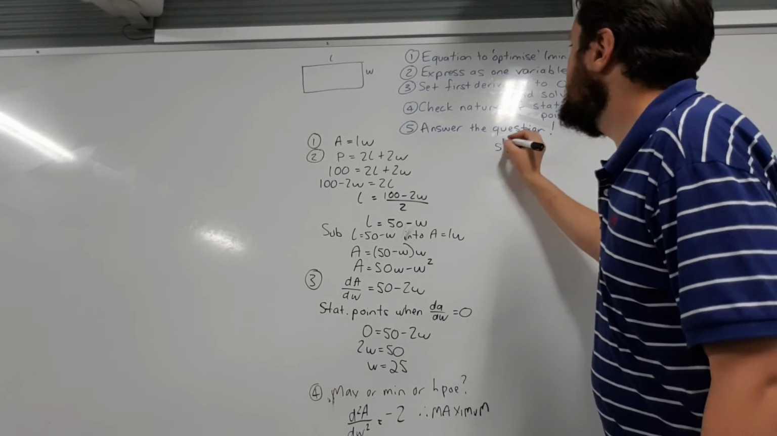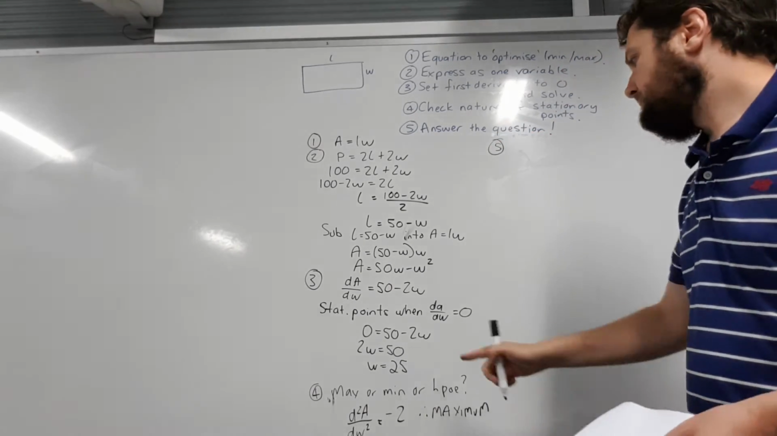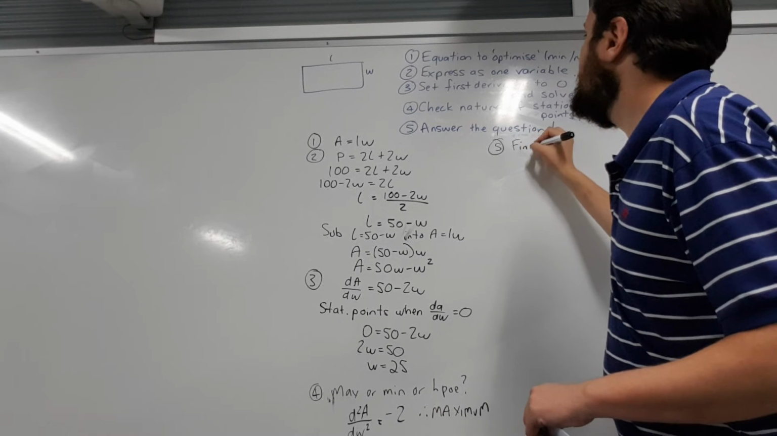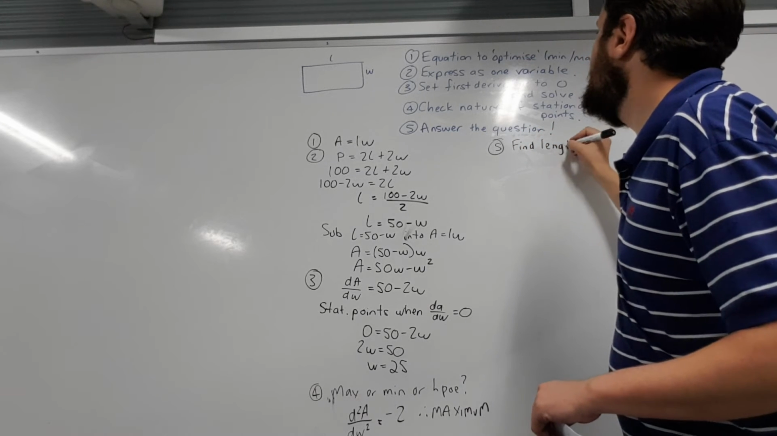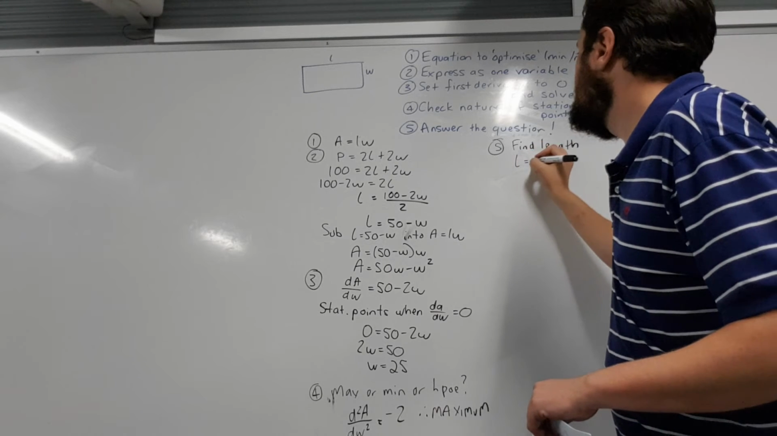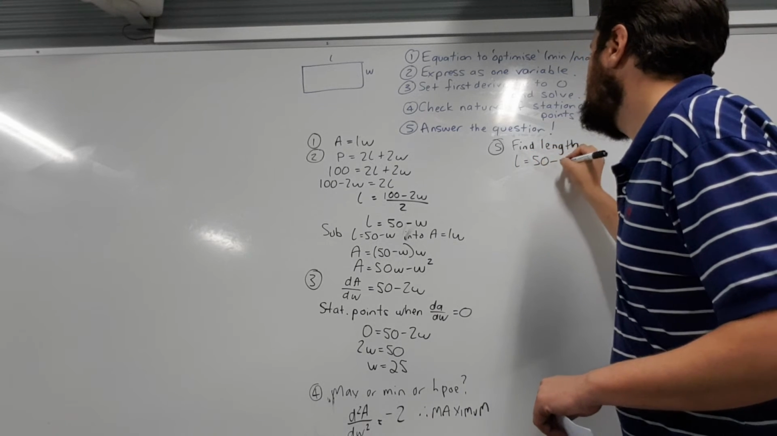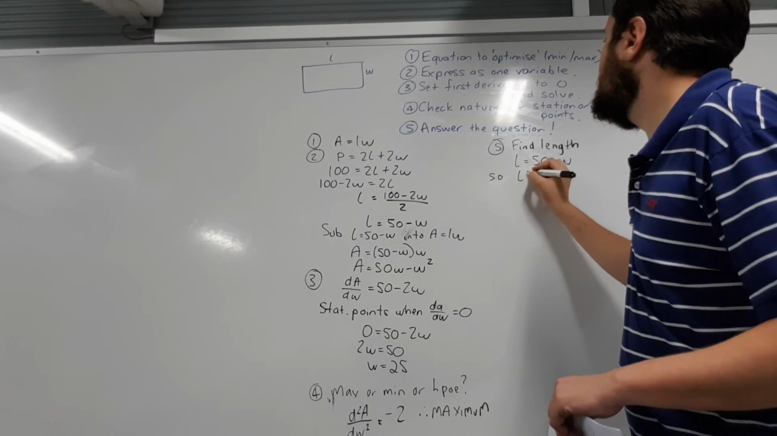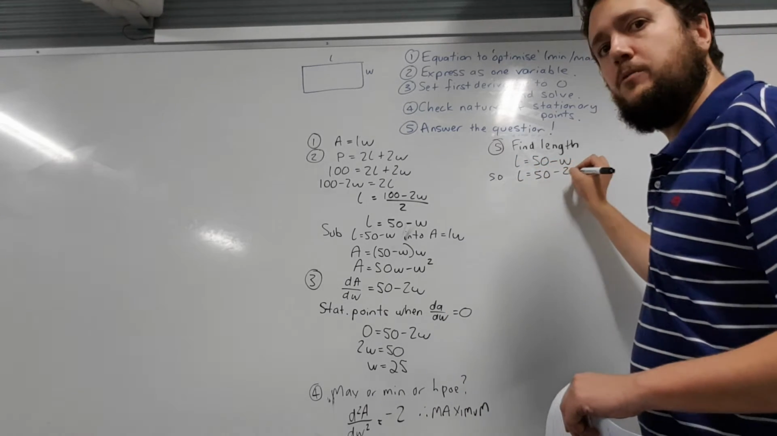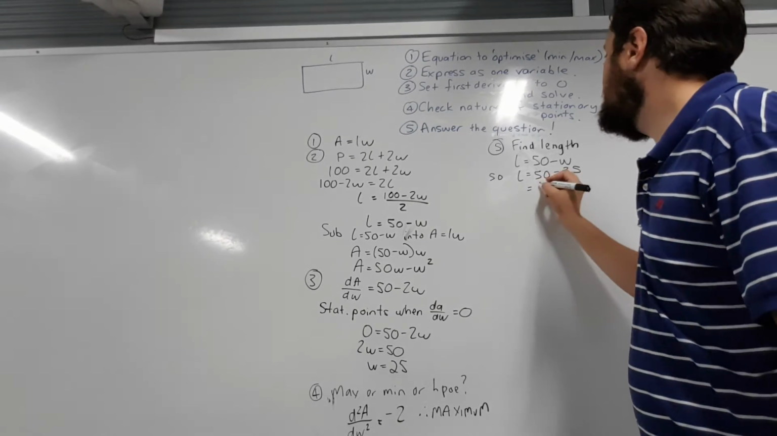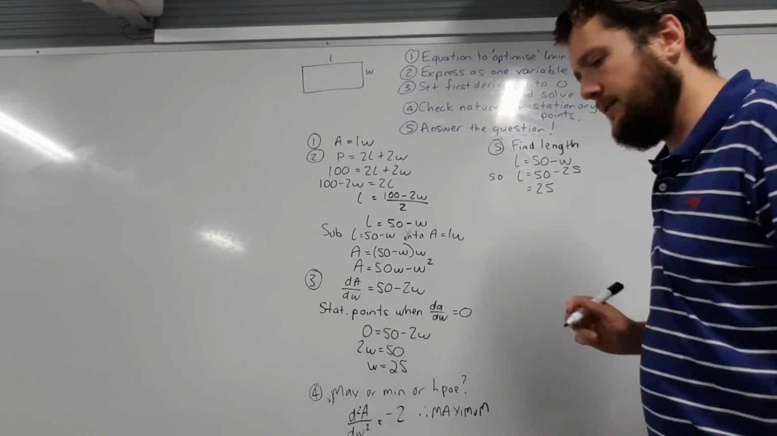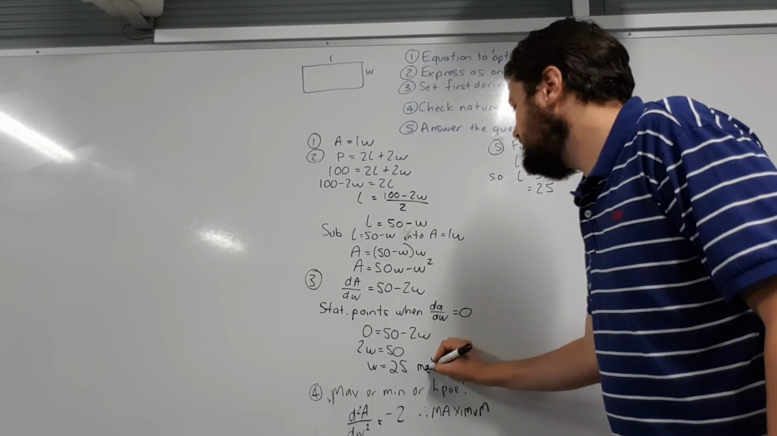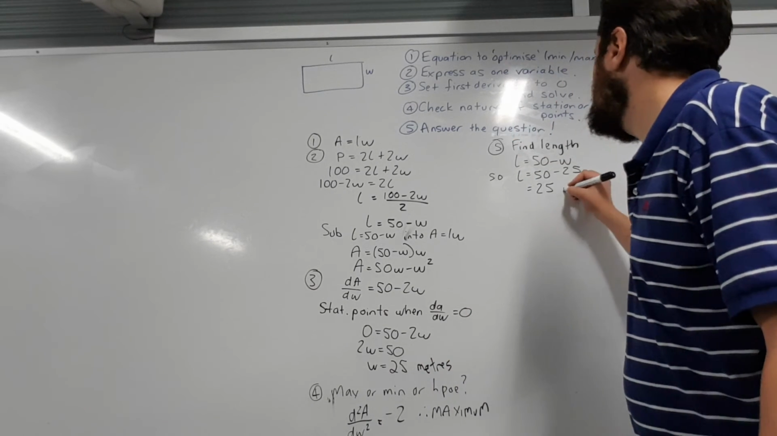Now, the fifth part is we actually have to answer the question. We have the width, we don't have the length. So let's get the length. Thankfully, we know that the length is 50 subtract W. We know W is 25, so the length is going to be 50 take away 25, which indeed gives me 25 as well. Remember our units? They're all in meters, so that width was in meters, that length was in meters.